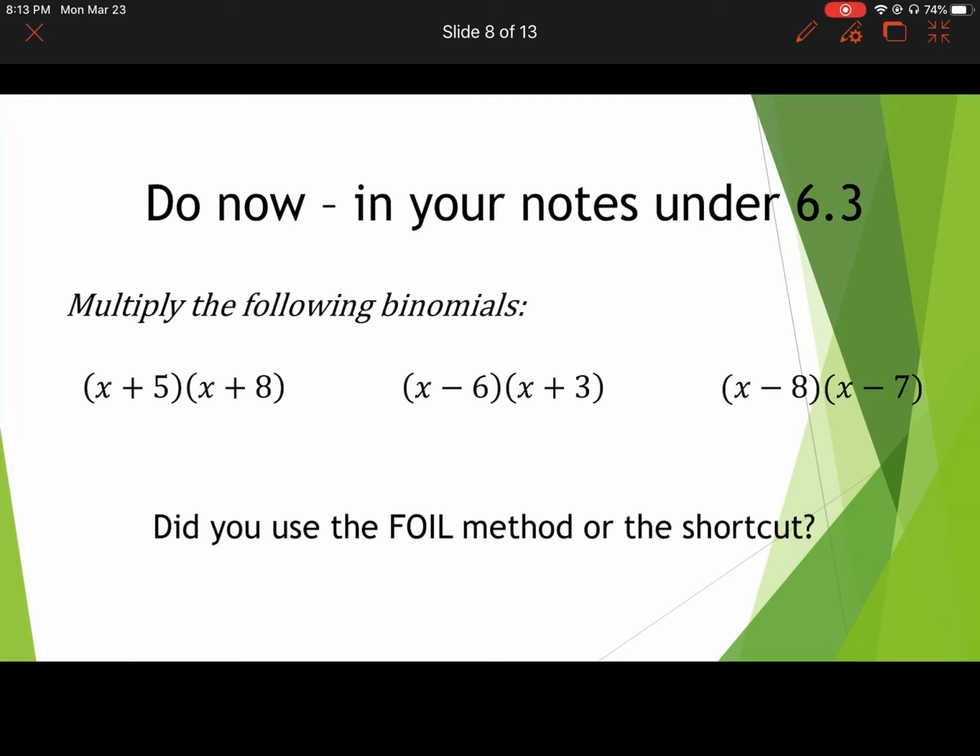So go ahead and pause this and write these in your notes. Make sure you're able to do it. It shouldn't take you more than a couple minutes, and then restart this.